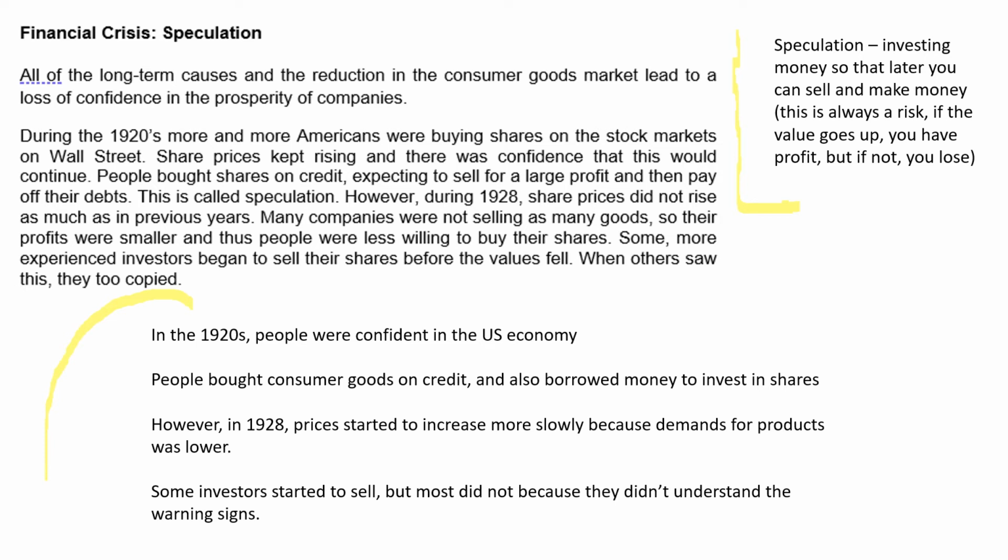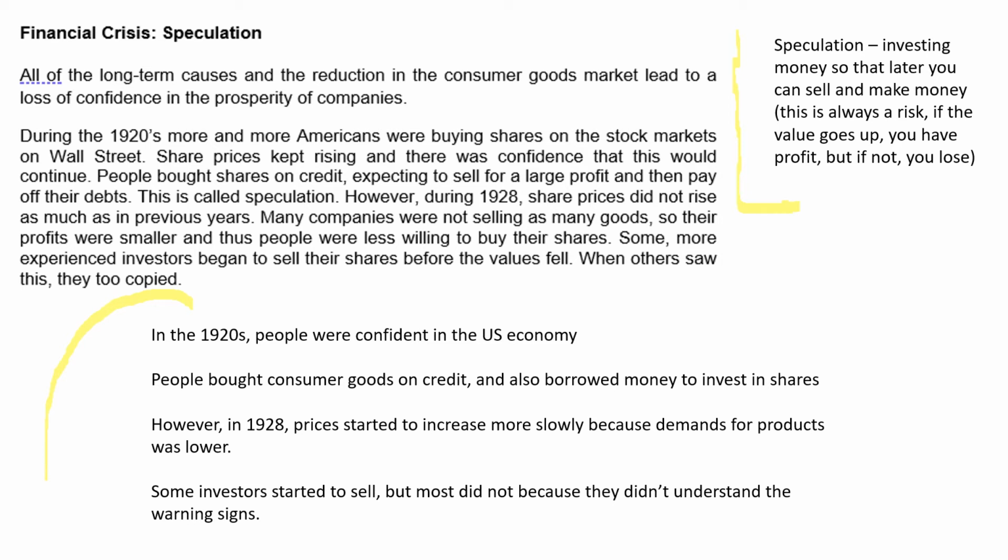People bought consumer goods like cars and radios on credit, and they also used credit, that is borrowing money, to invest in shares. I remember when you were in class, I explained to you that shares are small parts of companies. A company might start with 1 million shares, and people can buy 1 share or 5 shares, 100 shares, 1,000 shares. They can buy as many shares as they like, as long as they have the money to pay for those shares. Well, people were borrowing the money and buying shares of companies because they wanted to also share the profit of the company.